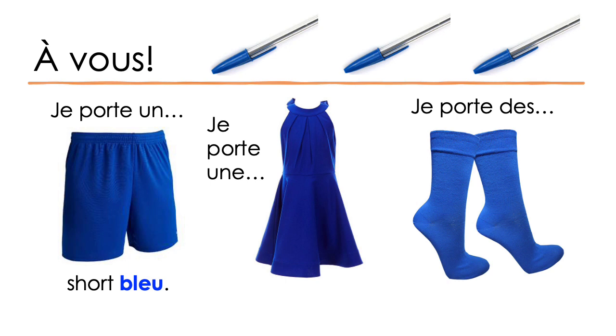Numéro 2. I'm wearing a blue dress. Je porte une robe bleue. Now, robe is feminine singular. That means we need to add an E to the end of bleu, our color, so it matches our item of clothing. So our adjective agrees with our noun.